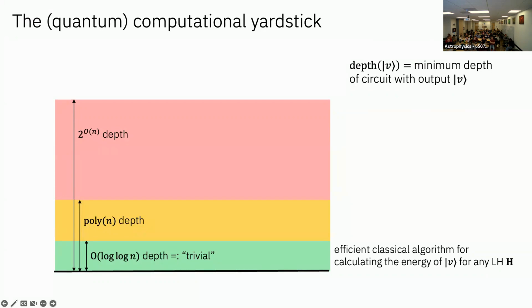Now, why is this the right notion of trivial? Well, it turns out that when you have a circuit of this short depth, there's an efficient classical algorithm for calculating the energy of the state with respect to any local Hamiltonian. So in particular, if someone came up to you and said, here's this Hamiltonian, and here's the ground state, V, and V is so special that it can be described by a very short circuit, I can say, okay, thanks for the answer, but let me verify it's correct. And I could do this on my laptop.